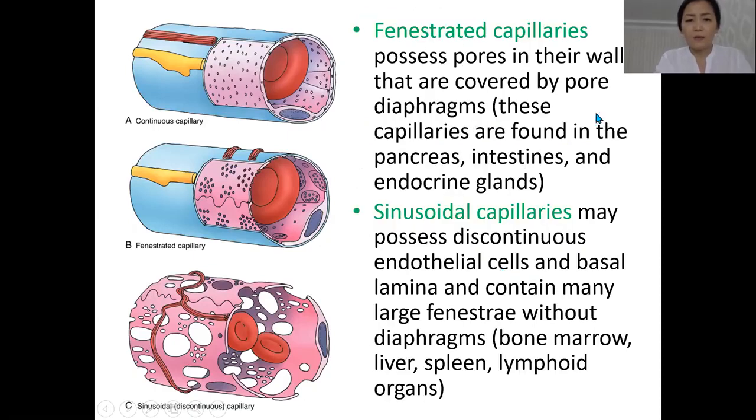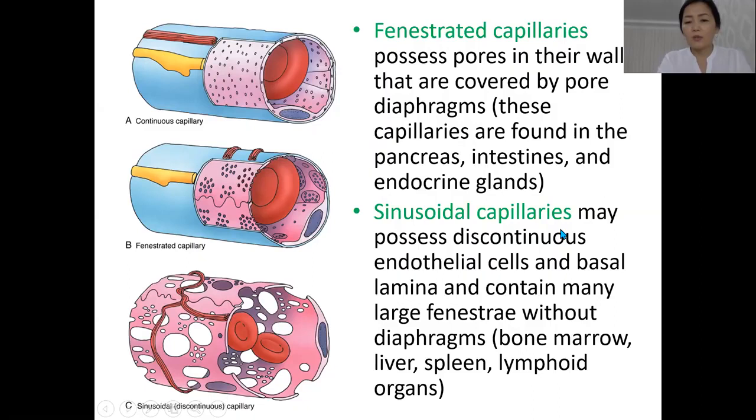Fenestrated capillaries: on the wall of the endothelial cells of fenestrated capillaries, pores are present. For example, the pancreas, intestines, and endocrine glands have fenestrated capillaries. They need these fenestrated capillaries because the pancreas can also work as an endocrine organ. That's why they need fenestrated capillaries. The endocrine pancreas, actually, needs this type of capillary. Of course, all endocrine glands have fenestrated capillaries.